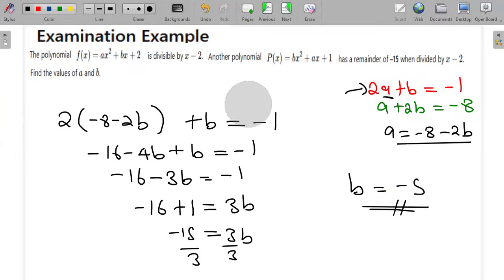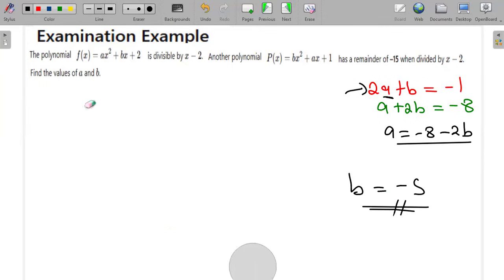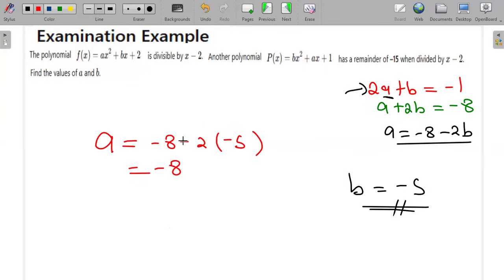And then to find the a, we're just going to use that equation that we came up with. So we said a was equal to minus 8 minus 2, the b there was minus 5. So this is minus 8 minus 2 multiplied by minus 5. That will be plus 10. And this will just be 2. So the values of a and b are that a equals 2 and b equals minus 5.